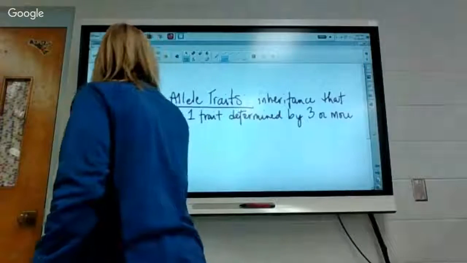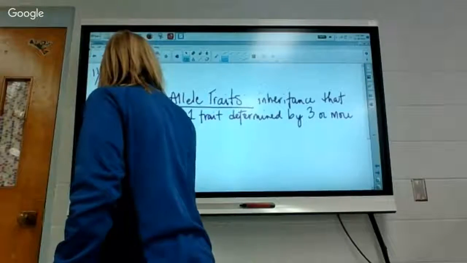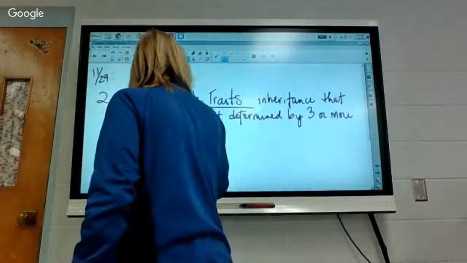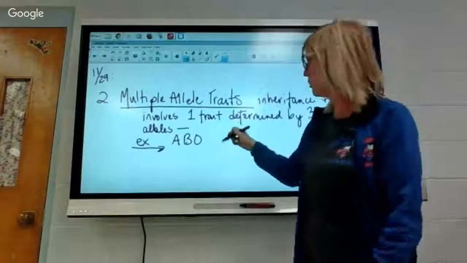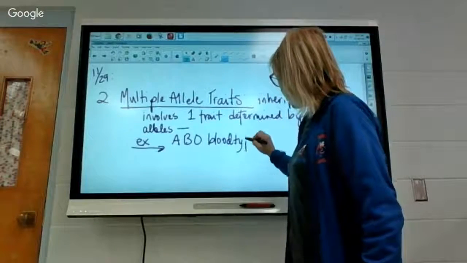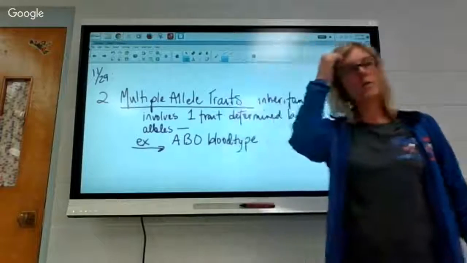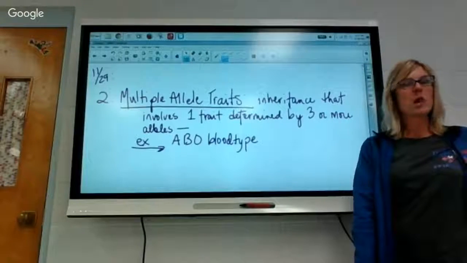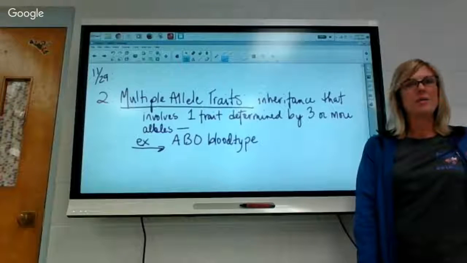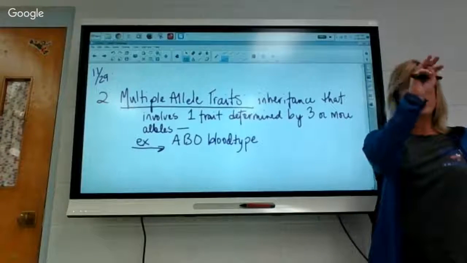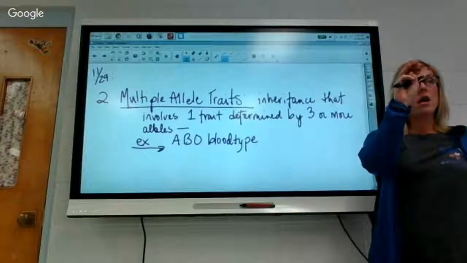So an example that we're going to do is blood type. So A, B, O, those are the 3 multiple alleles for blood type. There are a few others out there. Another one would be Labrador retrievers. You know how there's a chocolate lab, a black lab, and a yellowish-white lab? Well, those are 3 options for coat color.